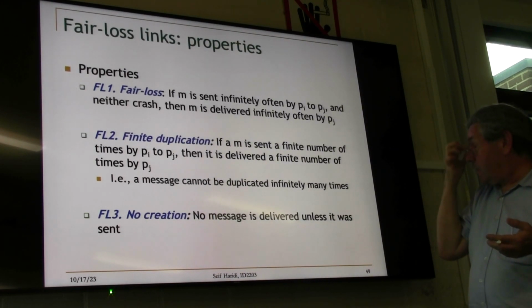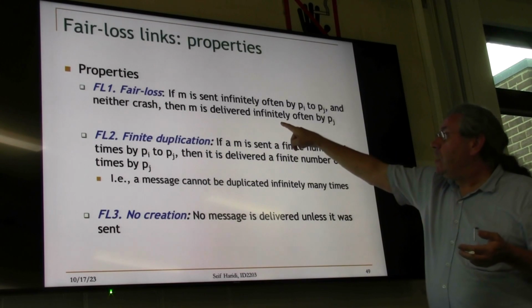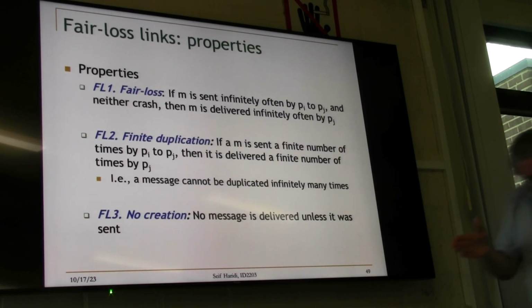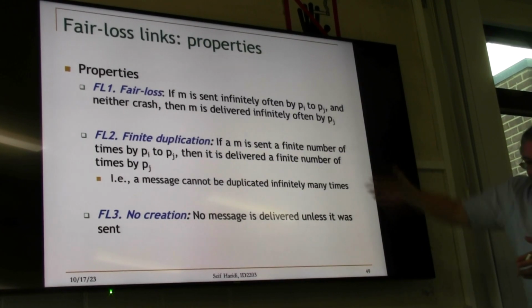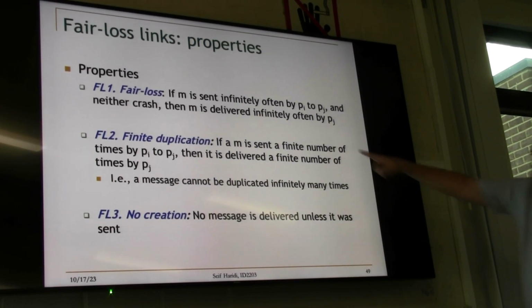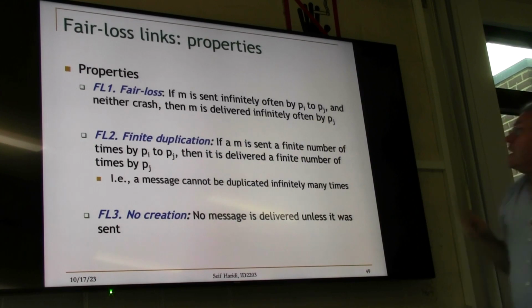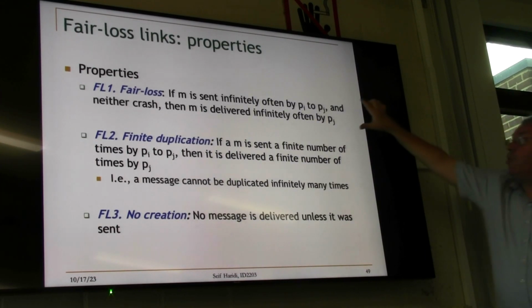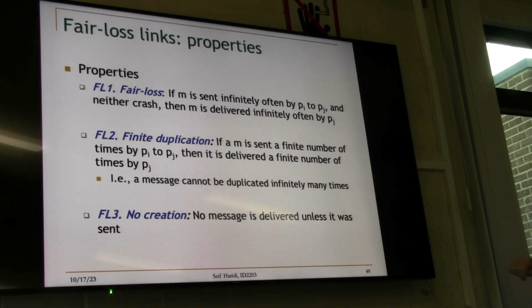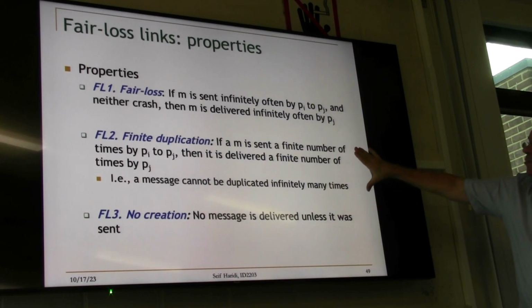That means that when you have a prefix, maybe nothing is delivered, but you can always extend it so that it will be delivered, because it has to be delivered infinitely often. So this is a liveness property. What about finite duplication? Safety or liveness?